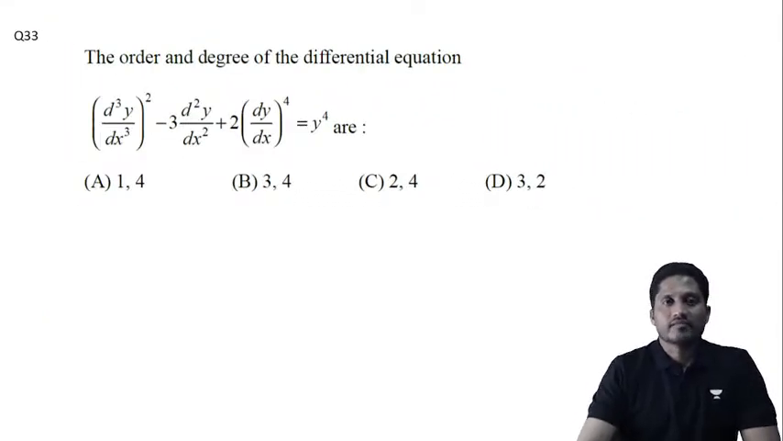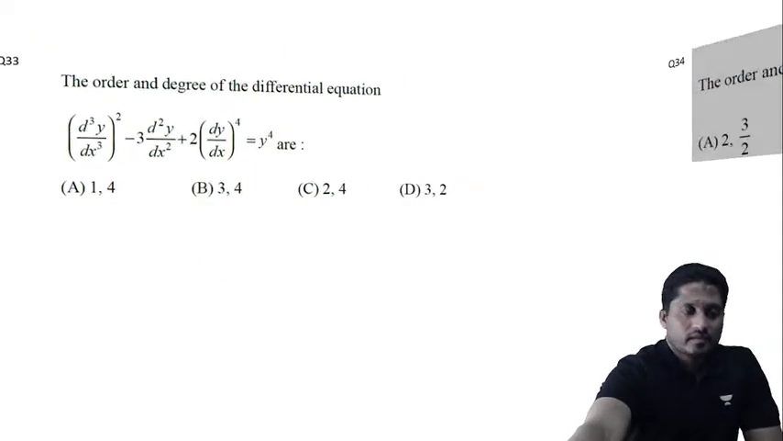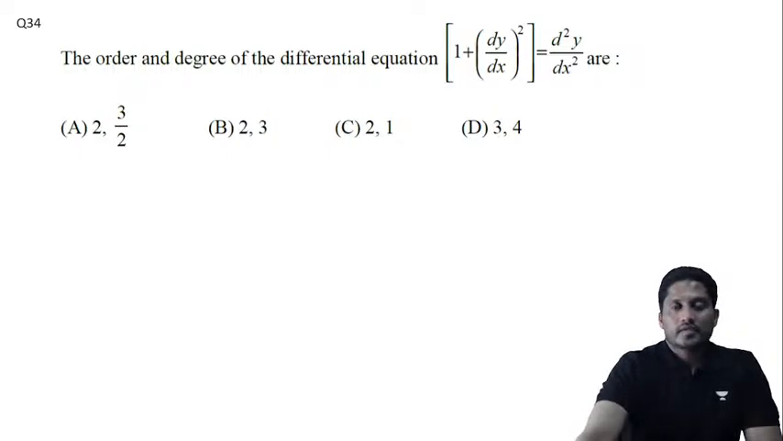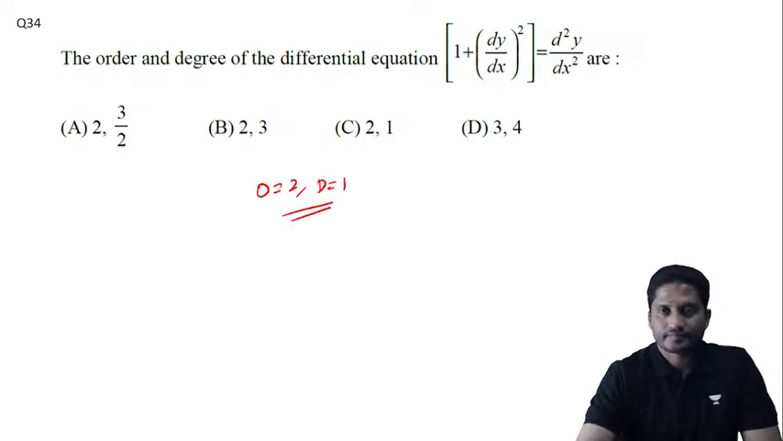The order and degree of the differential equation is, order will be 3, degree is 2. Answer is option D. Again, the order and degree: order is 2, degree is 1.